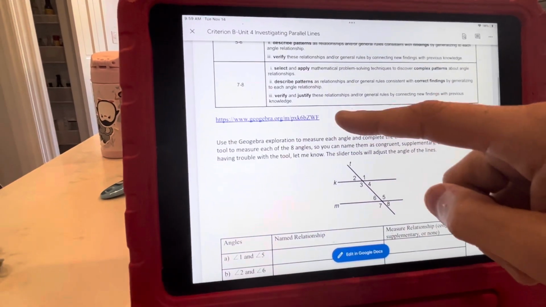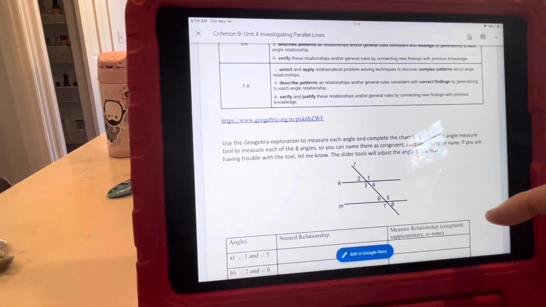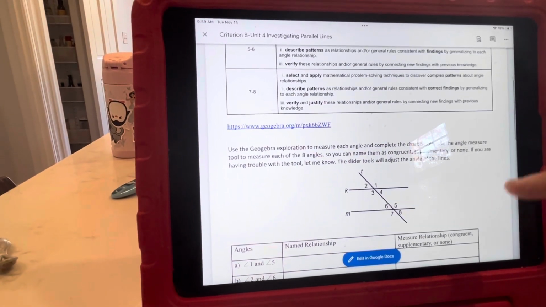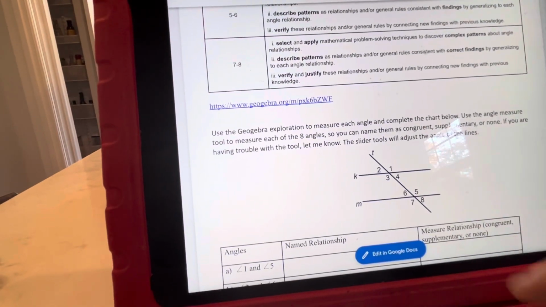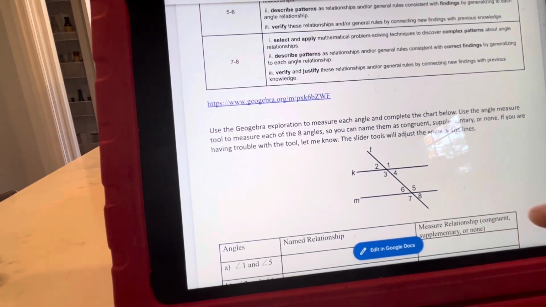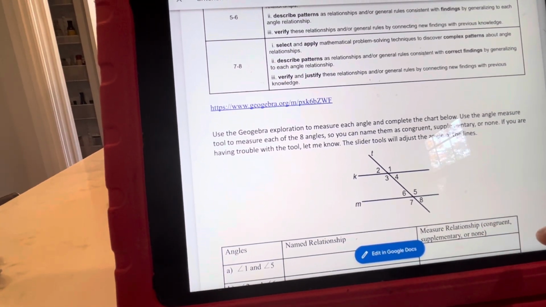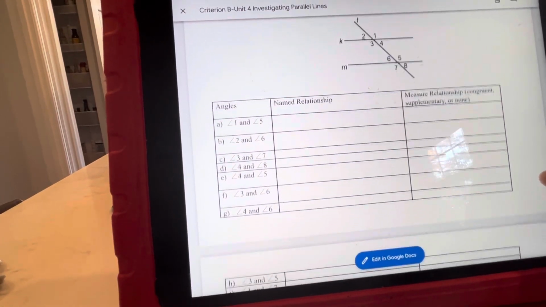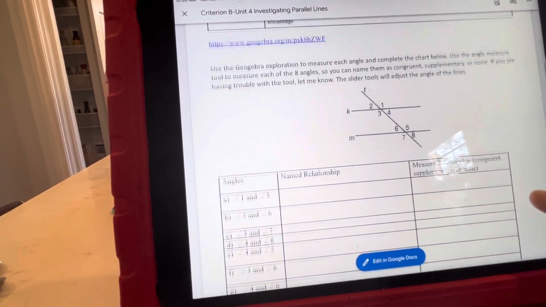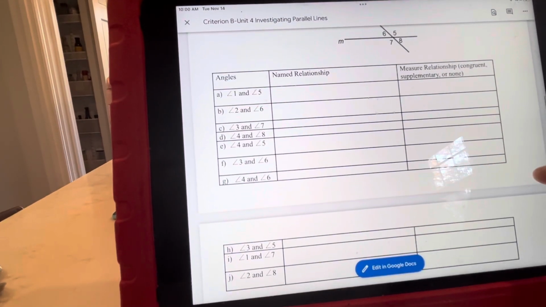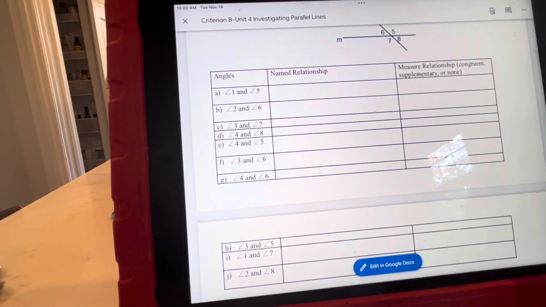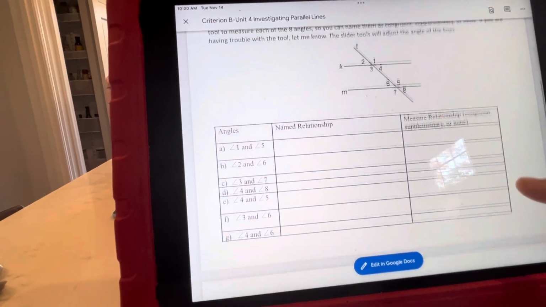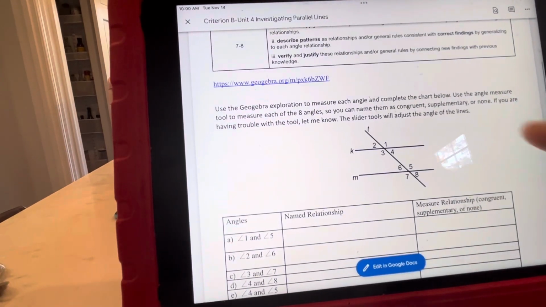And then we've got a link here that is where you're going to collect the data. So this illustration here should be very familiar from the notes earlier. We have our transversal T and our two lines K and M, and then our numbered angles across. So you can see before you even open the GeoGebra site, you can go through and list all the named relationships between those different angles. The measure relationship is what we're going to use for that GeoGebra for.